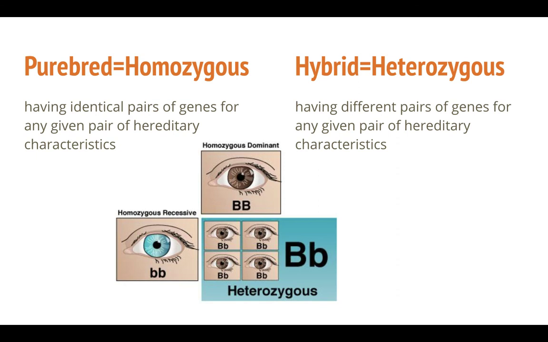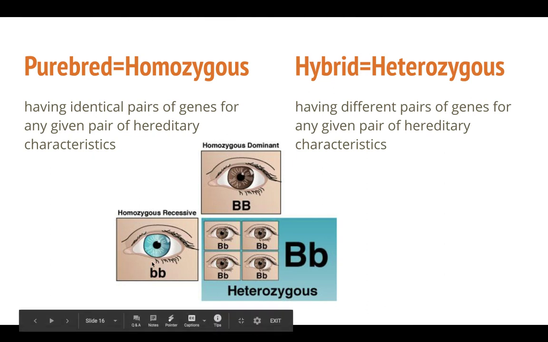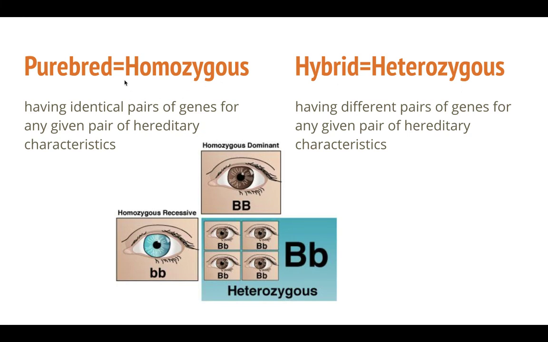So if we look at that eye color example, that would mean a person inherits two lowercase b's for blue eyes or two uppercase B's for brown eyes. This is also known as being homozygous because they inherit the two same alleles for that trait. So homo means the same.